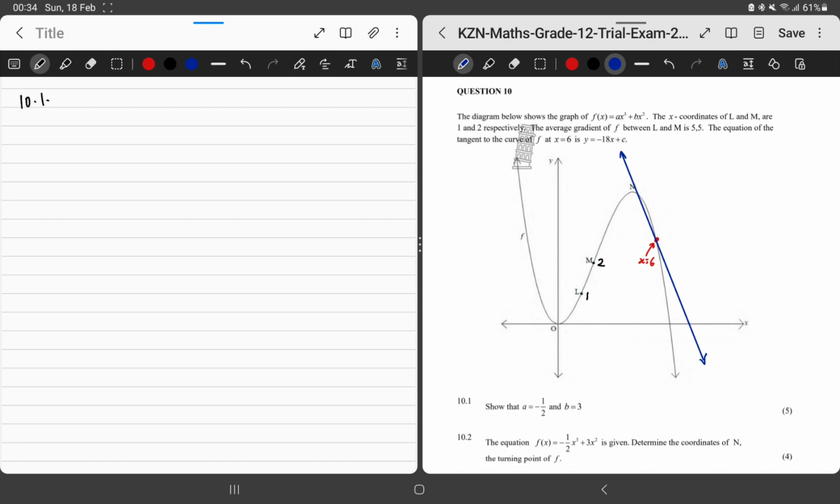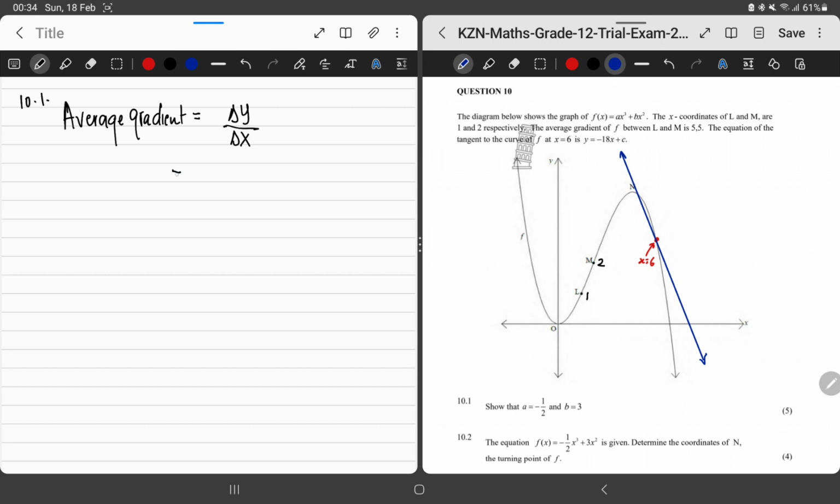Okay, this is not as bad as it seems. So now let's try and understand what is happening here. The average gradient is given as the change in y over the change in x. They are telling me that the average gradient between M and L is equal to 5.5.